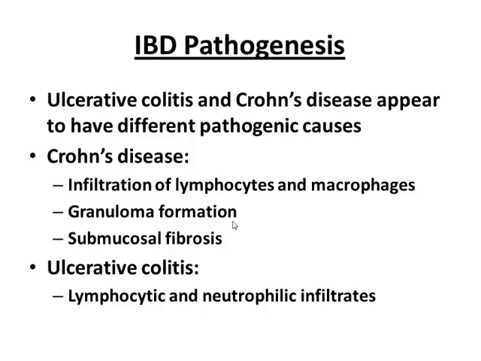In terms of the differences between ulcerative colitis and Crohn's disease, they seem to have different pathogenic causes. In Crohn's disease, there's some infiltration of lymphocytes and macrophages in the intestine, which are thought to be involved. There's also granuloma formation and submucosal fibrosis that can occur. Whereas in ulcerative colitis, we get lymphocytic and neutrophilic infiltrates.